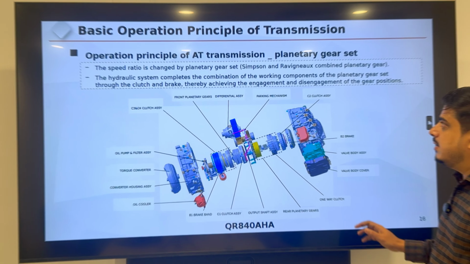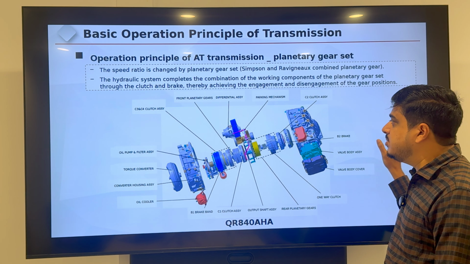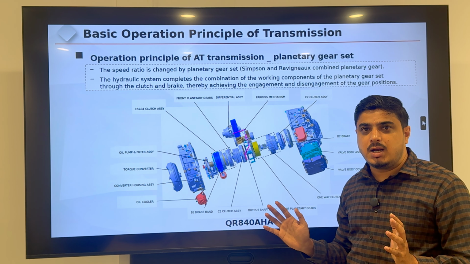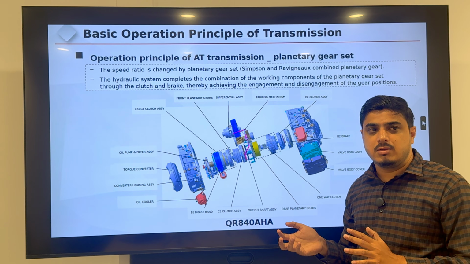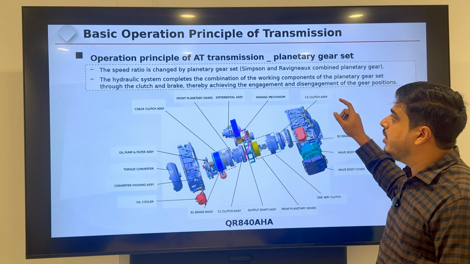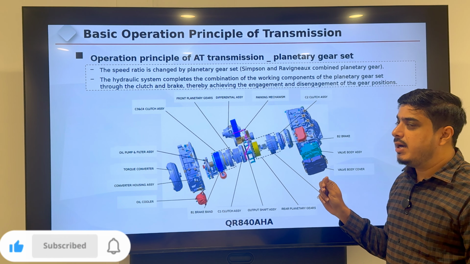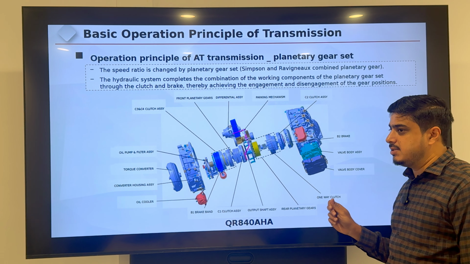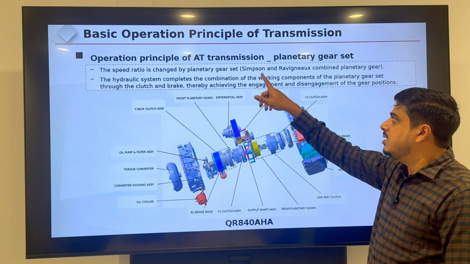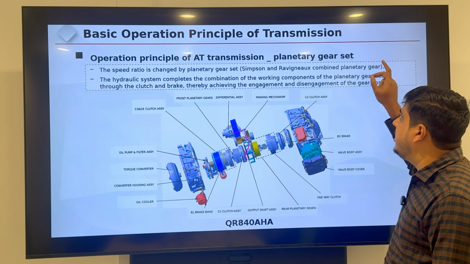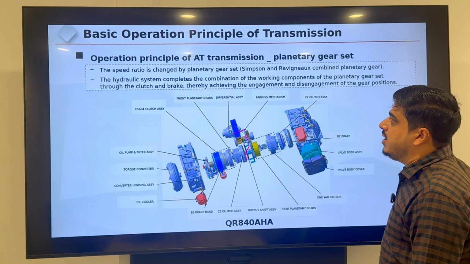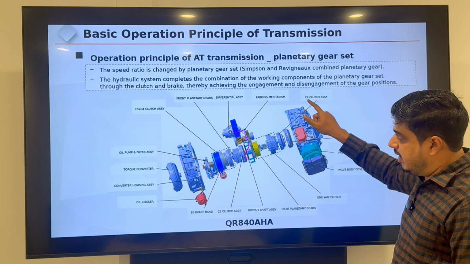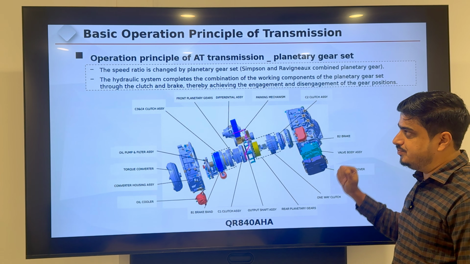Next, the principle of automatic transmission: how the automatic transmission works, what the main parts in it are, and how it operates inside. Let's see. The speed ratio is changed by the planetary gear set. That planetary gear set is made up of Simpson and Ravigneaux combined planetary gears. The hydraulic system completes the combination of the working components of the planetary gear set through the clutch and brake, thereby achieving the engagement and disengagement of the gear positions.